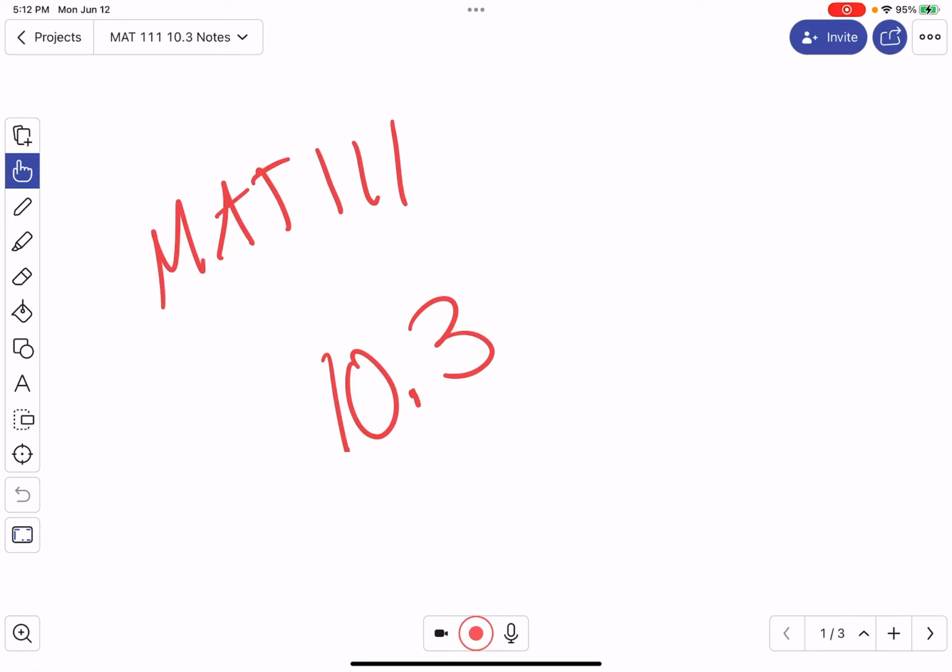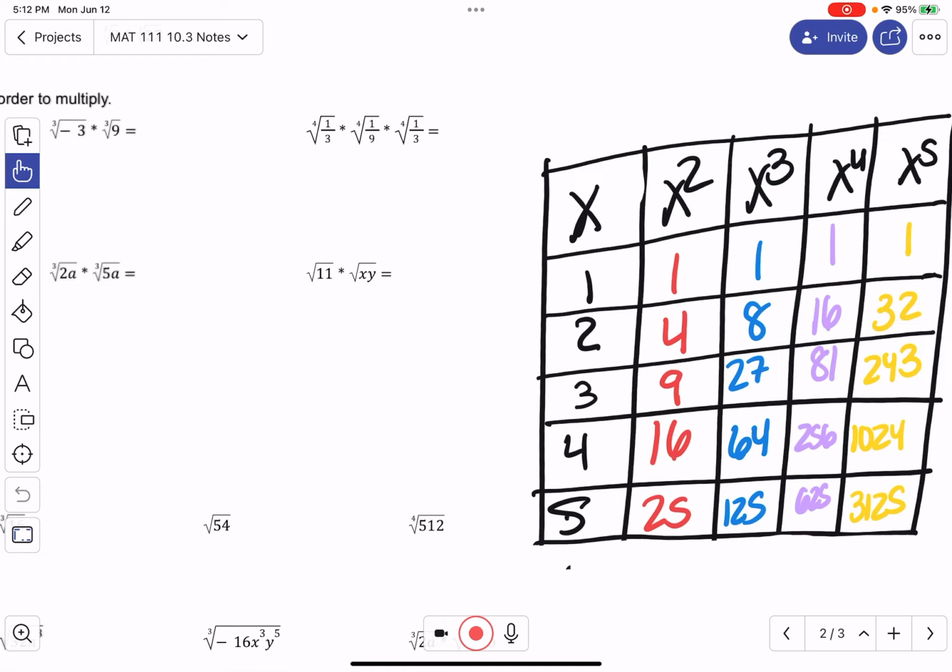All right, this section 10.3 is going to cover operations with radicals. And we're going to also review the exponent rules because you need those.